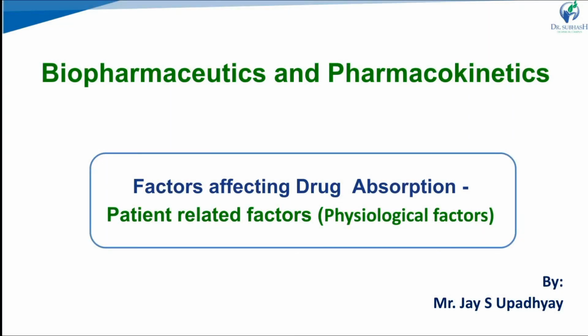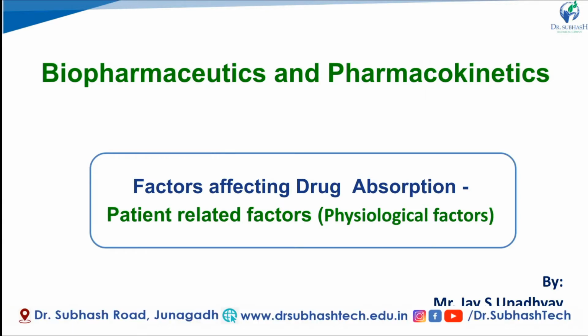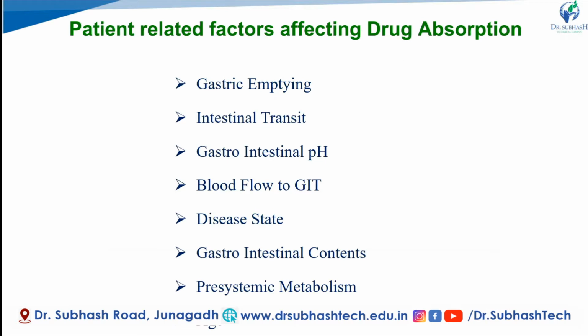Hello everyone. Today we are going to discuss the factors affecting drug absorption, and the third factor is patient-related factors, or we can call them physiological factors or biological factors. These are the patient-related factors affecting drug absorption: gastric emptying, intestinal transit, GI pH, blood flow through the GI tract, disease state, GI content, the presence of content in the GI tract, pre-systemic metabolism, and age.